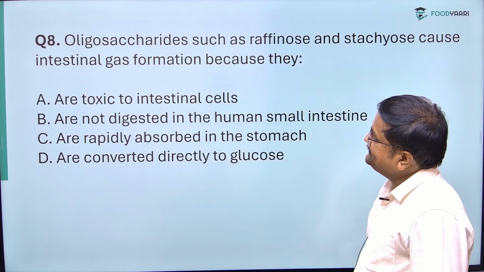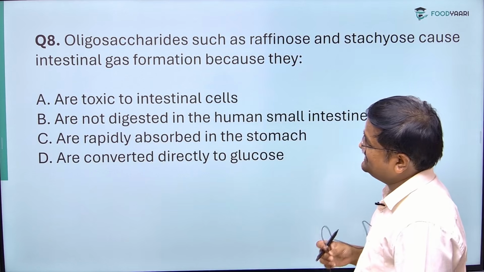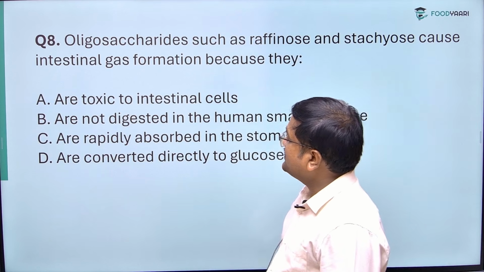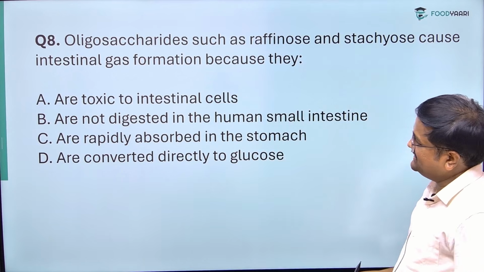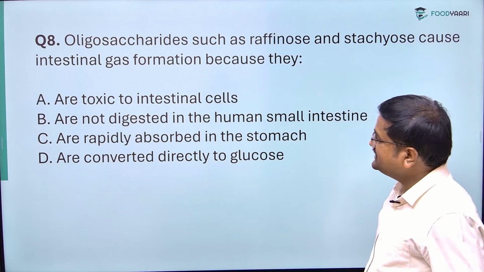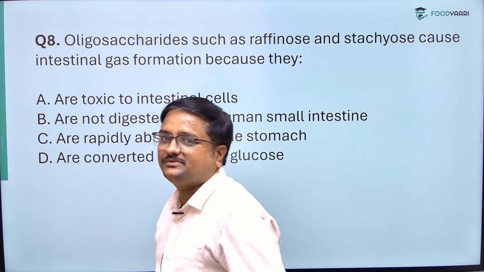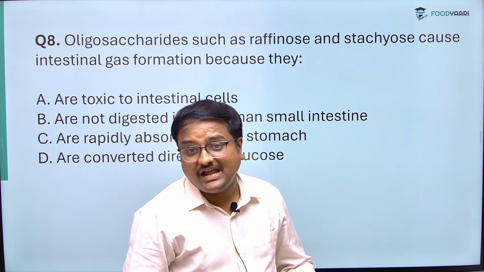Eighth question: oligosaccharides such as raffinose and stachyose cause intestinal gas formation because they, option A, are toxic to intestinal cells, option B, are not digested in the human small intestine, option C, are rapidly absorbed in the stomach, option D, are converted directly to glucose. So if you see, the oligosaccharides are sugars, particularly raffinose, stachyose and verbascose.